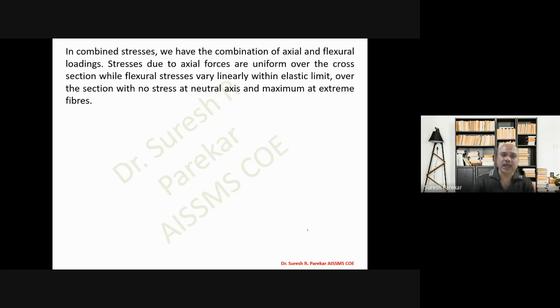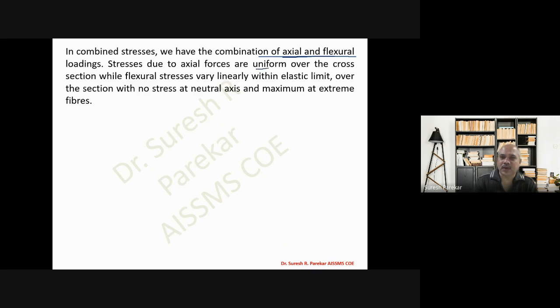combination with bending. Individually we have seen axial in axial stresses, and bending we have seen in bending stresses. And now we will combine these two in this video. So in combined stresses, we have the combination of, you can see over here, axial and flexural loading stresses. Stresses due to axial forces are uniform.